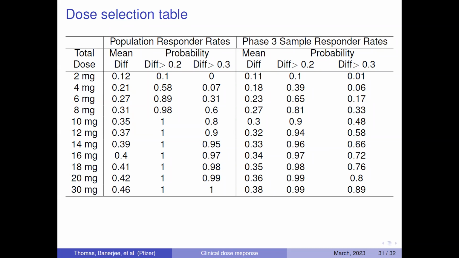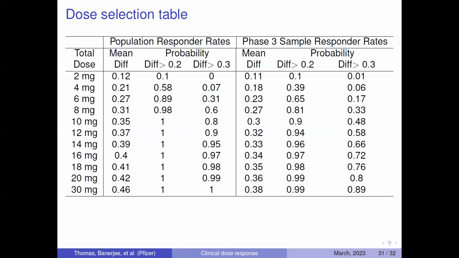Now, I'm going to focus on the left-hand side of the table initially. What you can see is what it says, mean diff. That's the posterior mean for the difference in response rate between drug and placebo. So for 2 mg, our posterior mean, our best prediction, was a 12% improvement versus placebo. If we were to go as high as 30 mg, we would predict a 46 percentage point difference with placebo. Now, if we look at the posterior probability that the difference will exceed 20% or 30%, those are in the next 2 columns.